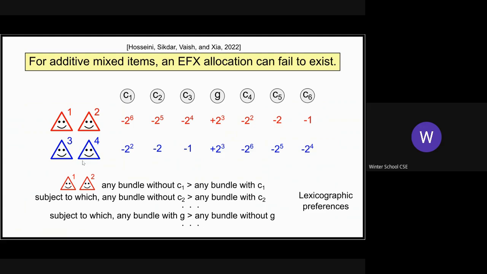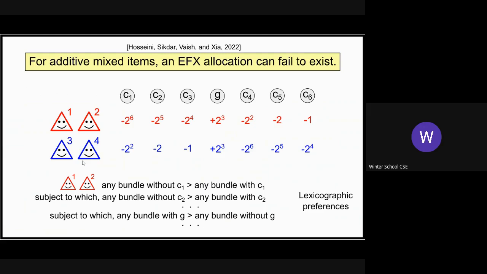Subject to that, any bundle without C2 is preferred over any bundle with C2, by the same reasoning, and so on and so forth. Ultimately, any bundle with the good G is preferred over any bundle without the good G, of course, because it's a good. These are known as lexicographic preferences. These are a special subclass of additive preferences, and this counterexample is saying that even for that subclass, you can't have EFX.